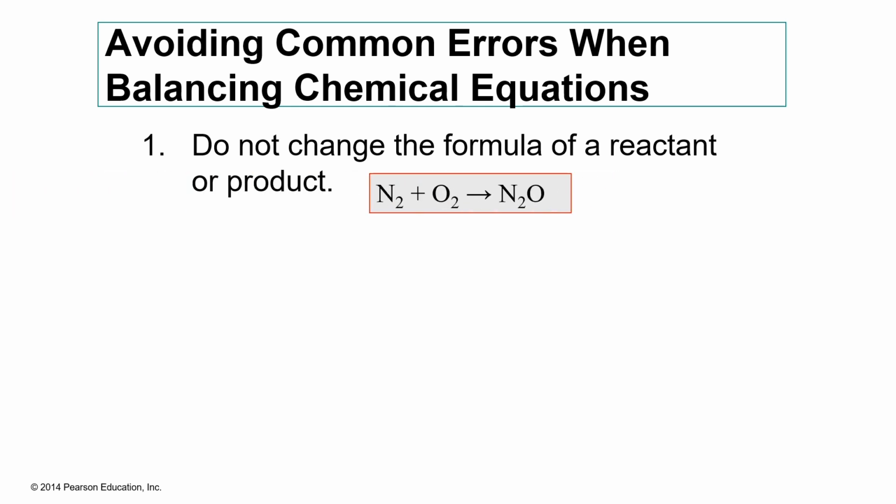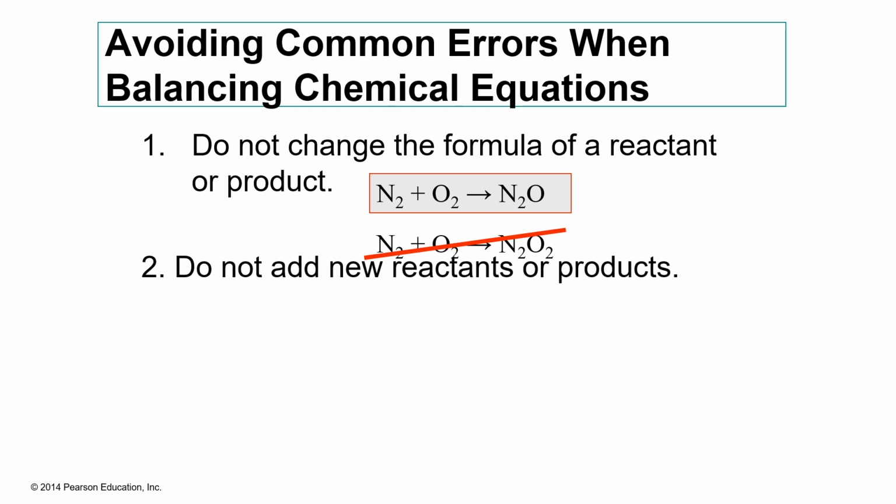Let's say that I have this unbalanced equation here. Notice that the nitrogens are okay, there's 2 on each side, but there's only 1 oxygen on the right side. I cannot arbitrarily decide that I'm going to change the formula of the product just to make the atoms of oxygen balance out. Okay, you cannot do that. Once you've established the formulas, the only thing you change are the coefficients.